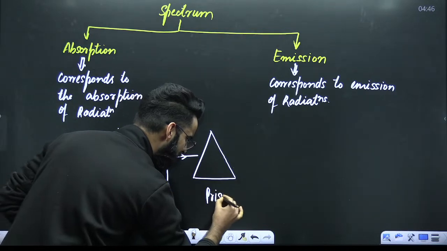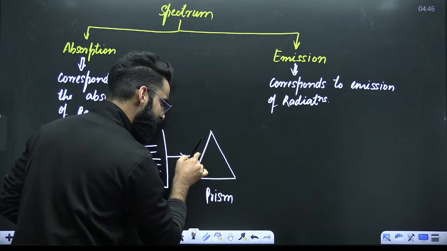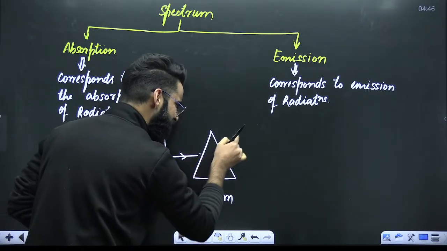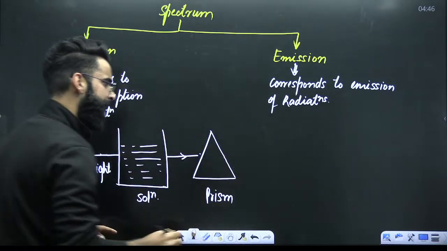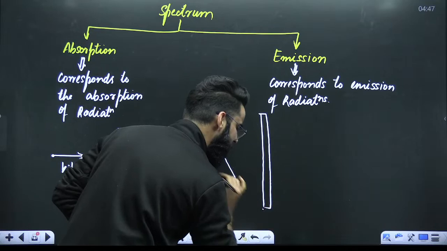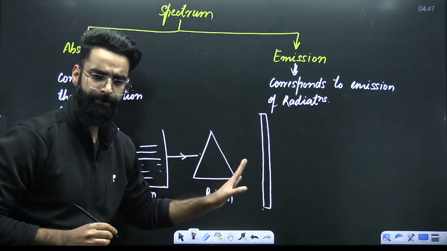So what exactly is going to happen? The white light which is coming out of the solution, when it is incident on the prism, is going to split this white light into different colors. And over here, what exactly am I keeping? I'm keeping a photographic plate over here, which is basically dark right now, okay?